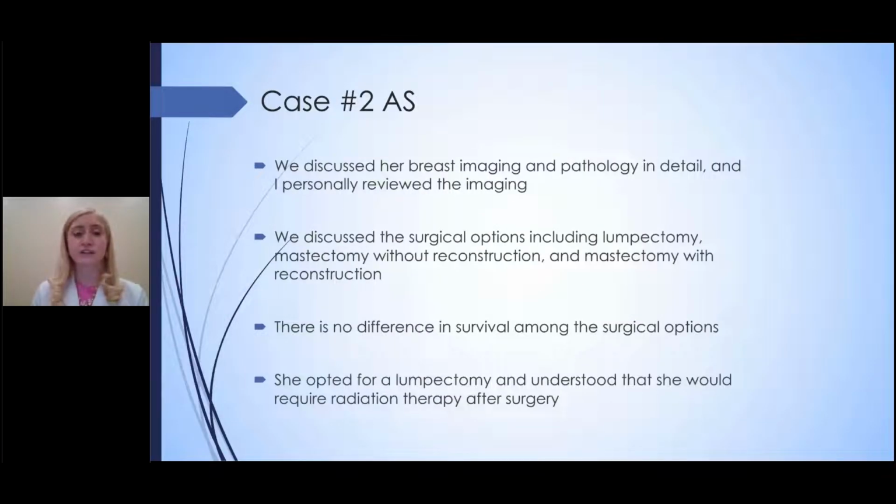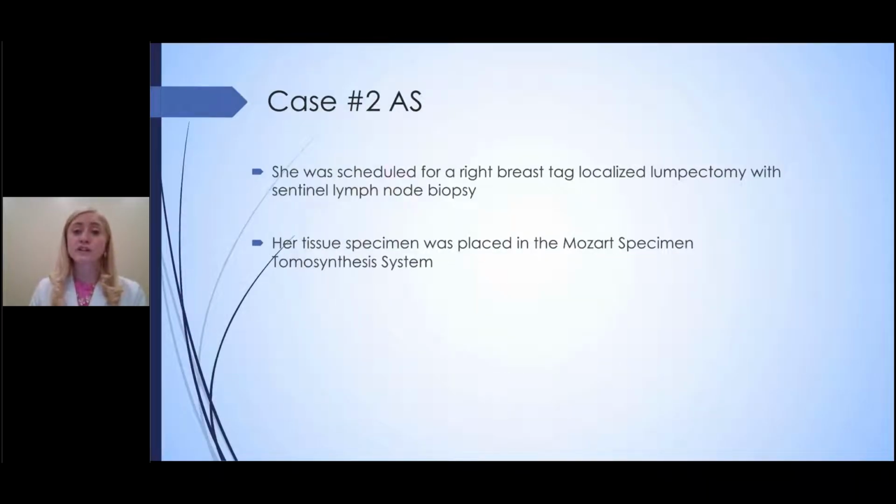We always discuss all of their imaging and pathology in great detail. We go over all of the surgical options. So every patient should know all of their options. This patient has the option of a lumpectomy, a mastectomy without reconstruction, and a mastectomy with reconstruction. It's so important to explain to them that there is no difference in survival among these surgical options. So this patient opted for a lumpectomy and understood that she would require radiation therapy after surgery to decrease her recurrence risk. So she was scheduled for a right breast tag localized lumpectomy with a sentinel lymph node biopsy.